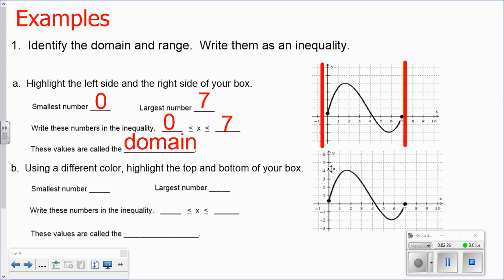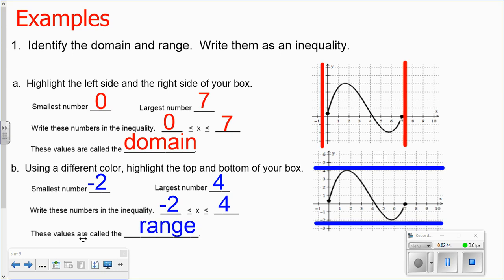With the range, we're going on the y here, so we're going to do the top and bottom. So this completes our box here. And the smallest number down here is -2, and the largest is 4. So our inequality is -2 is less than or equal to x, which is less than or equal to 4, and this is our range.